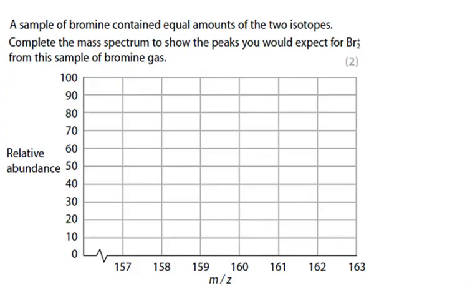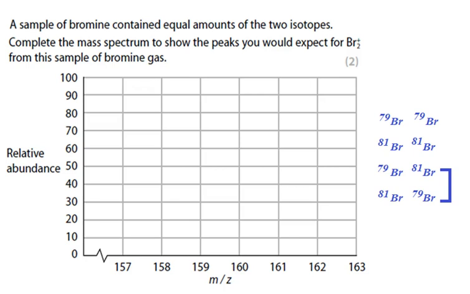Okay, let's take a look at some questions. This is one of the questions that you may have. It says a sample of bromine contained equal amounts of two isotopes, and the two isotopes are bromine 79 and bromine 81. It says complete the mass spectrum to show the peaks you would expect for Br2.